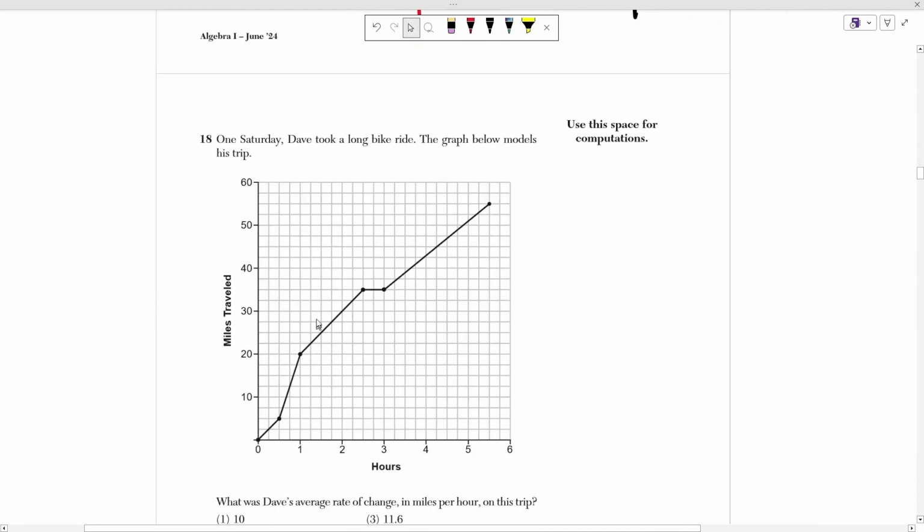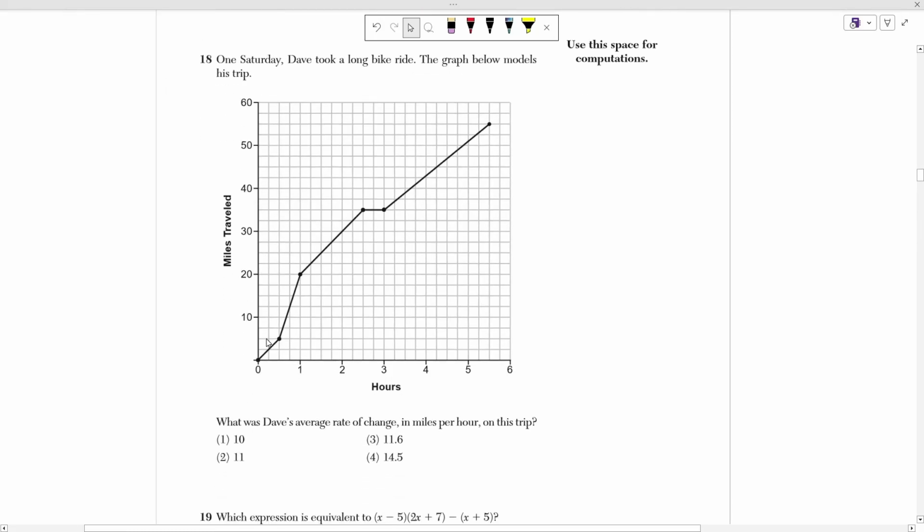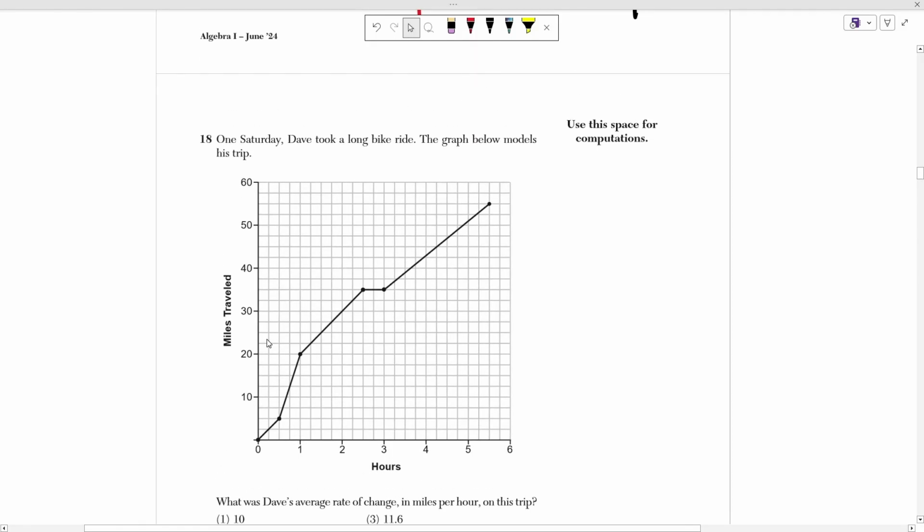So on one Saturday, Dave took a long bike ride. The graph below models his trip. What was Dave's average rate of change in miles per hour on this trip? Okay, so average rate of change is going to be our distance versus time, okay? So the average rate of change for the entire trip is going to be the distance that I ended with minus the distance that I started with, divided by all of those hours. So if I start with 0 and at the end I biked how many miles?